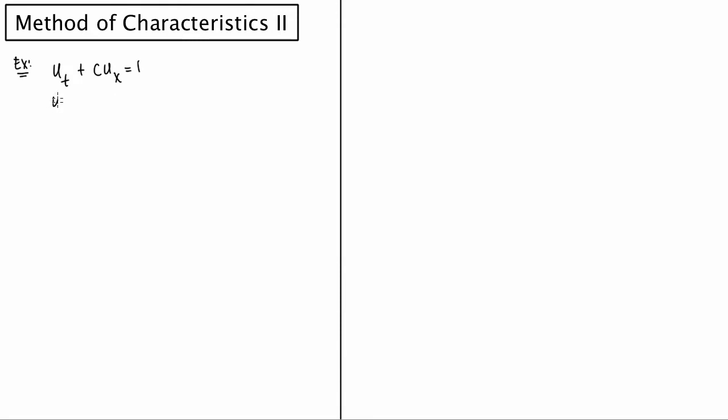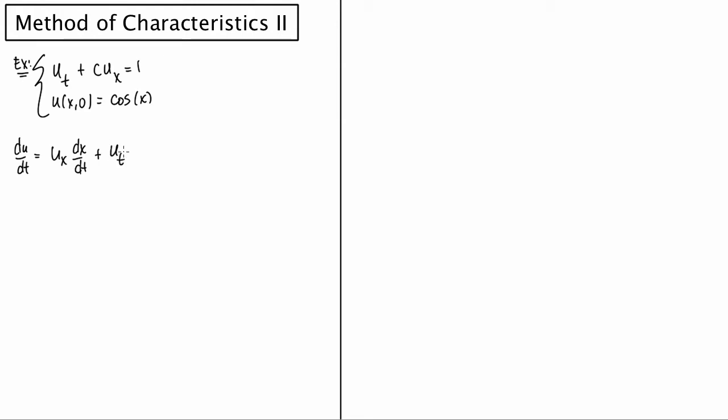And let's suppose that the initial condition is, let's just say, the cosine function. So cosine of x. So this is my IVP. So we're going to look at the solution of this IVP. So recall that the method of characteristics says that du/dt equals u_x dx/dt plus u_t. That's just chain rule.